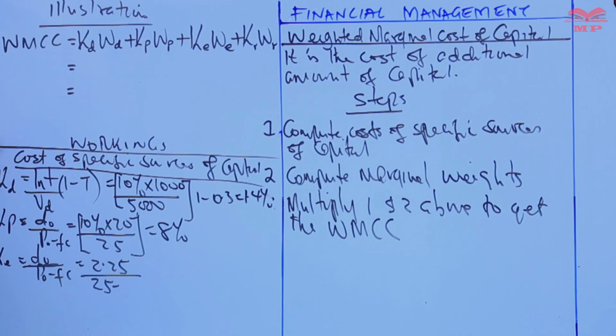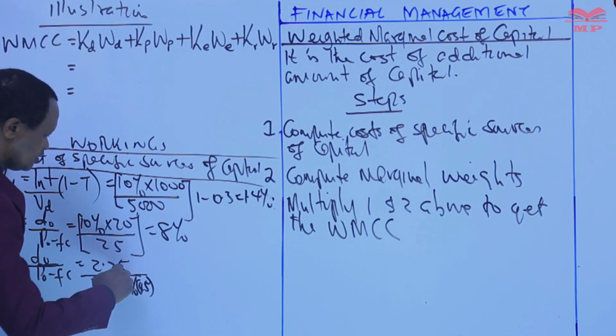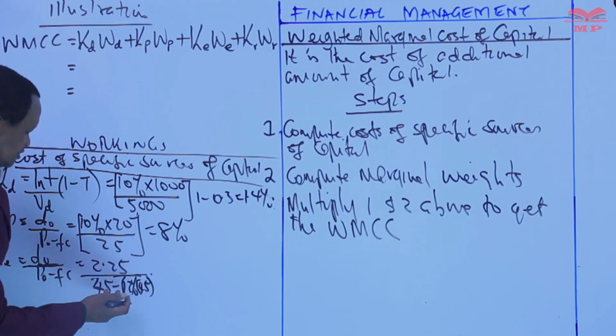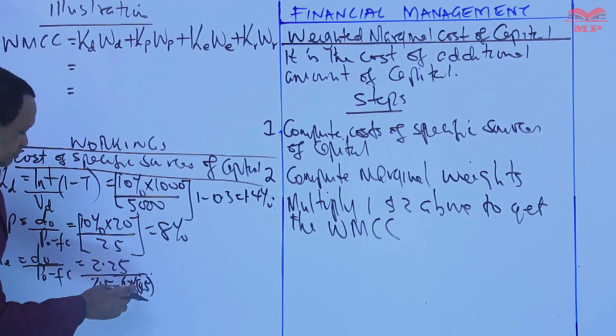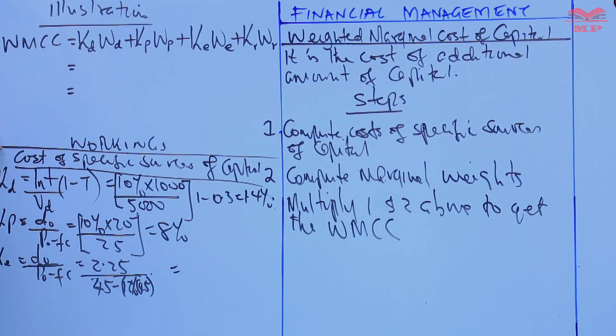The market value of the share is 45. Correct, 45 is the market price. So give me the KE. This should be 12% of 45 as the flotation cost. 12% of 45 will be the flotation cost. You apply the flotation cost on the market value. So what is the KE?